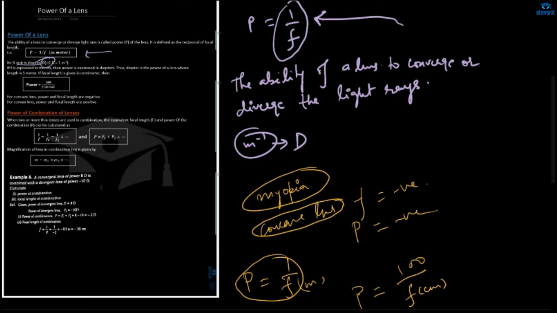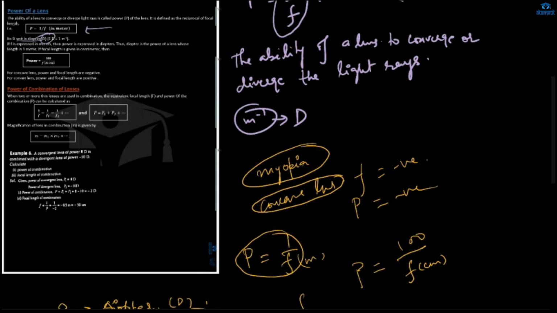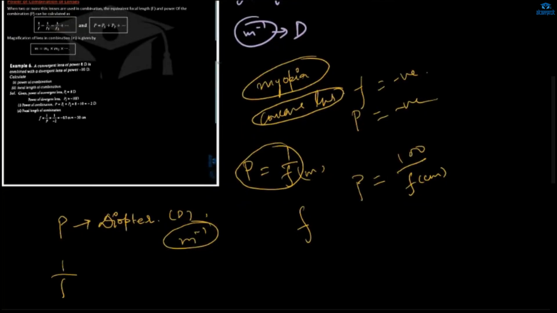Now for a combination of lenses, if there are more than one lens, like two or three lenses, we will simply add them all. 1 by F is equal to 1 by F1 plus 1 by F2 and so on. Power will be P1 plus P2 plus P3 and so on.